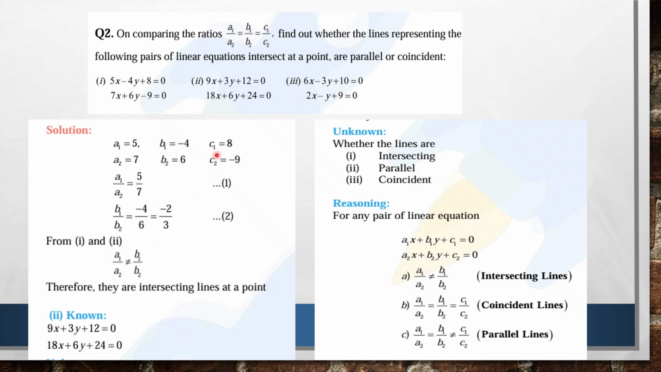From 1 and 2, I can say here a1 by a2 is not equal to b1 by b2. What I said to you already, this is the intersecting line. So therefore, the first answer is intersecting lines at a point.